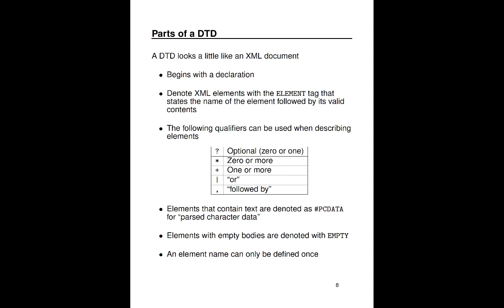We already saw an example of parsed character data. And if you have an XML element that is empty, it has no children, then you use the EMPTY keyword in your DTD. And do note that an element name can be defined only once in a DTD. Multiple declarations of the same element will result in an error.